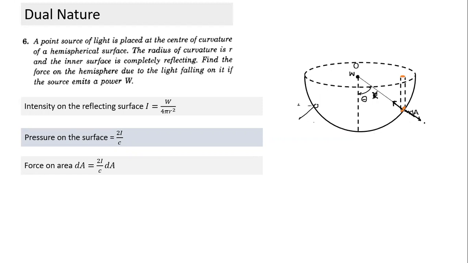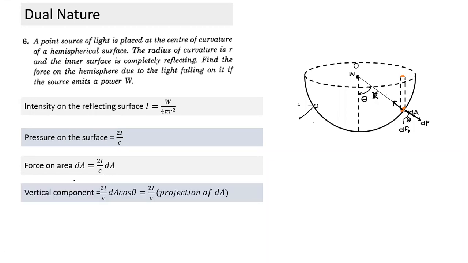So what we do is calculate this small force, and then take its vertical component. So what will be the vertical component of force acting on this small area? And do you know why I'm taking the vertical component? Because when we add up all the vertical components, that will be the resultant force. The horizontal components will cancel out. So for the force on the area dA, what is the vertical component? Force into area: I write 2I by C into dA into cos theta.